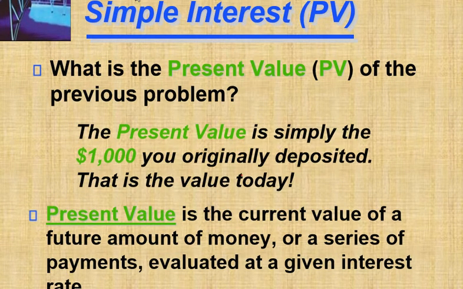Next point, simple interest present value. In the previous slide, we learned about future value. Now it is present value. What is the present value of the previous problem? The present value of the previous problem, we know that P0, that is 1000. Okay. So present value is the current value of future amount of money. Current value at present, the 1000 value is in your hand, that is certain, that is $1,000 only. The value is not changing because the time is not changing. Okay.